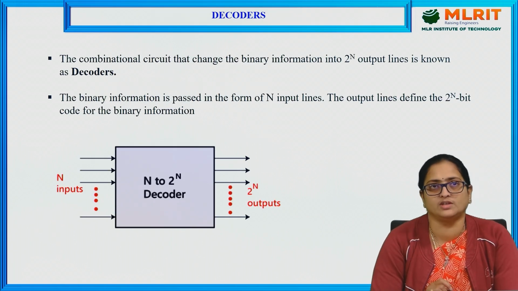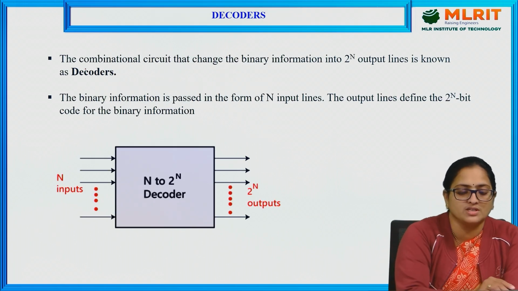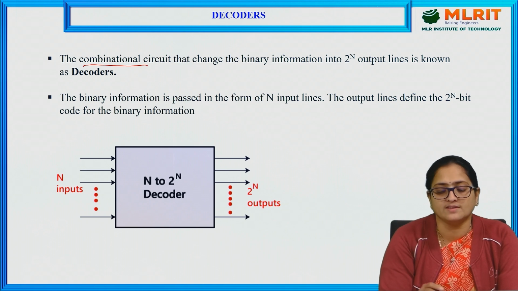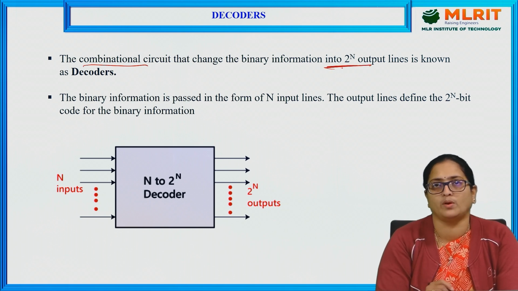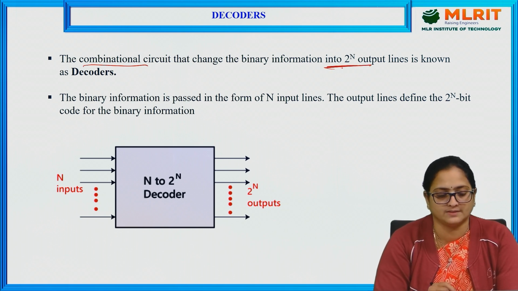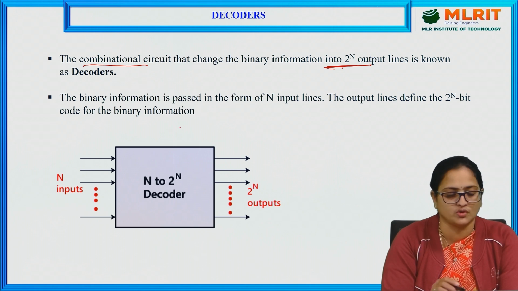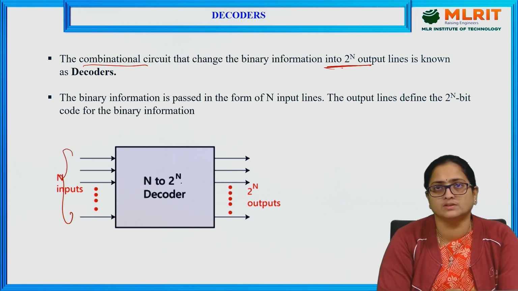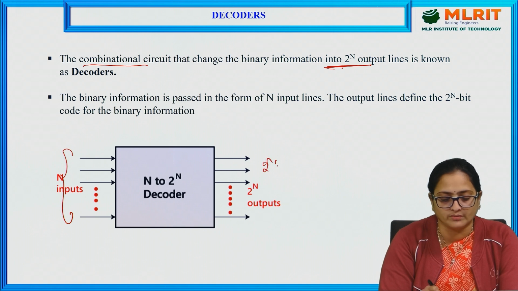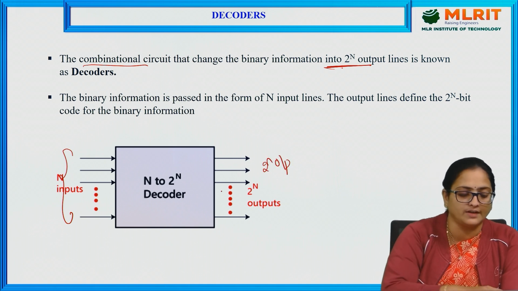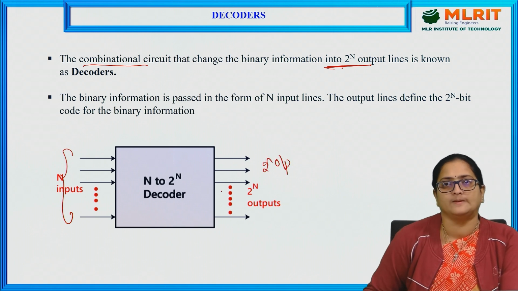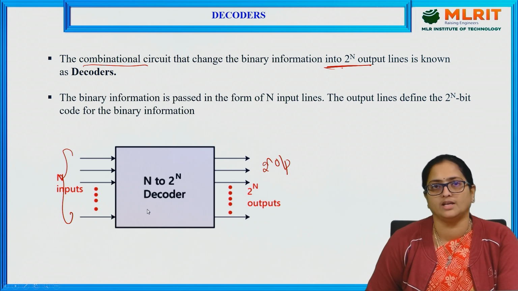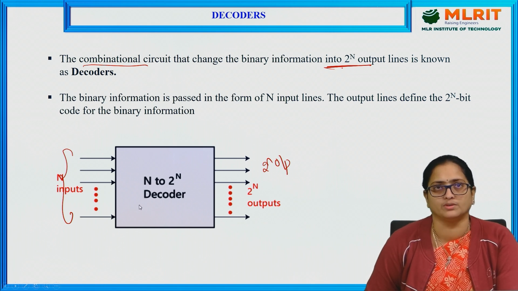So, what is decoder? It's a combinational circuit that changes the binary information into 2 power n output lines. The binary information is passed from the n inputs. The outputs will be defined with the 2 power n outputs for the binary information. That is, decoder will have n inputs, 2 power n outputs.